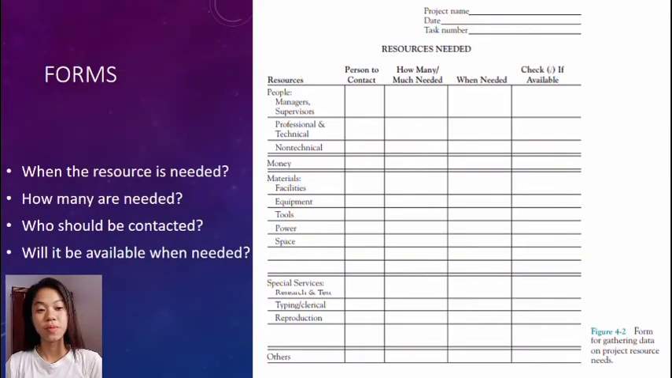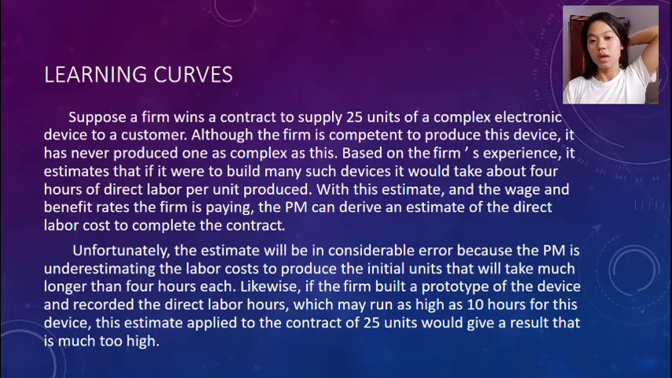Forms. The use of simple forms can be of considerable help to the project management in obtaining accurate estimates, not only of direct costs, but also when the resource is needed, how many are needed, who should be contacted, and if it will be available when needed. The information can be collected for each task on an individual form, and then aggregated for the project as a whole. Learning curves. So here's a given situational example.